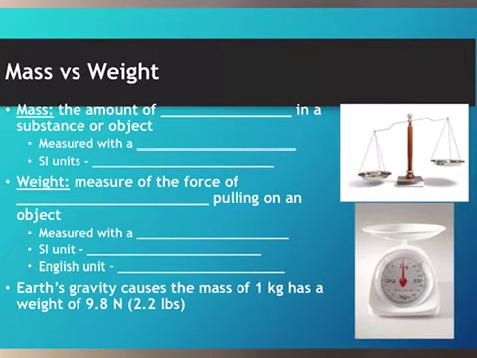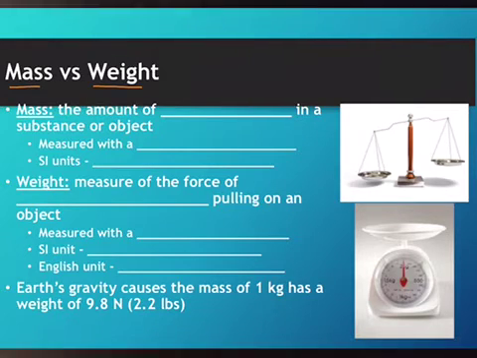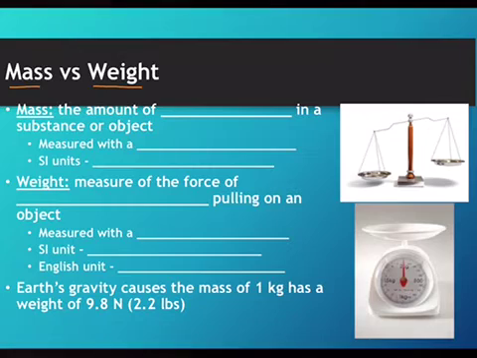So matter is anything that has mass and volume, and so we need to talk about what mass is. Because in our everyday language, mass and weight get used interchangeably. And so we need to talk about what those two are. So mass is the amount of matter in a substance or an object. We measure this with a balance. And the SI unit for mass is kilograms.